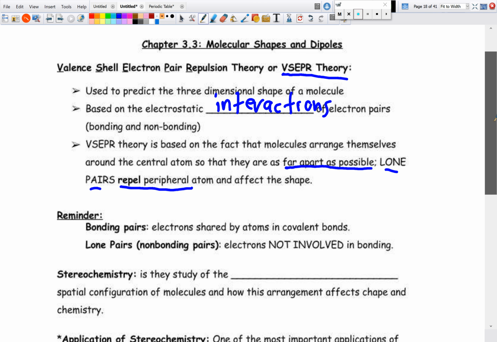So just a little reminder on some of our terminology. Bonding pairs are the electrons shared by atoms in covalent bonds, and our lone pairs or our non-bonding pairs are not involved in bonding.